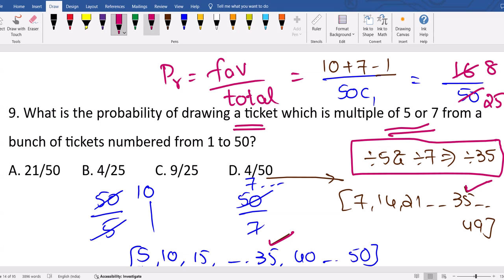Anything missed here? They didn't say including or excluding, they said numbers from 1 to 50, same. 7 numbers are multiples of 7. 10 numbers are multiples of 5. The common number existing in both is 35. So the answer is 8 out of 25.